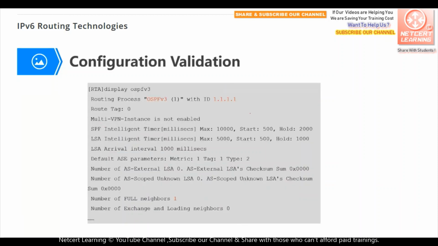After the configuration, we can use the command display OSPFv3 to check the configuration. First we can see the process is OSPF version 3, process 1, with router ID 1.1.1.1. Here we can see the number of full neighbors is 1. We only have one neighbor in full state. OSPF version 3 and version 2 states are the same. Finally, they should enter the full state.